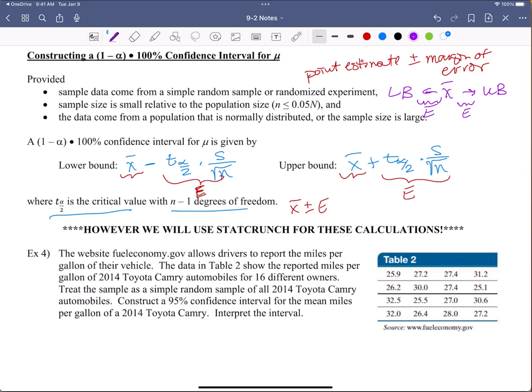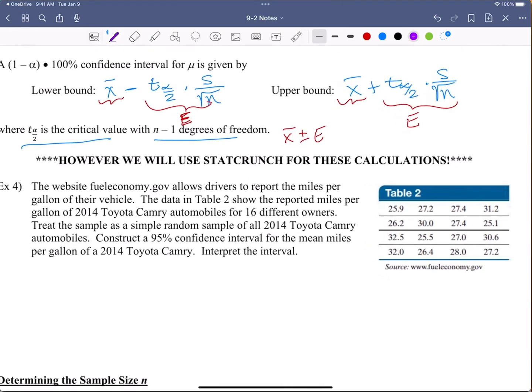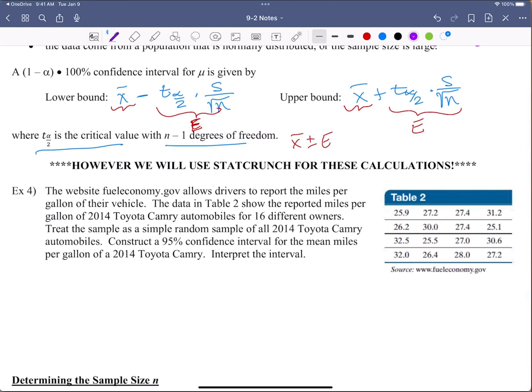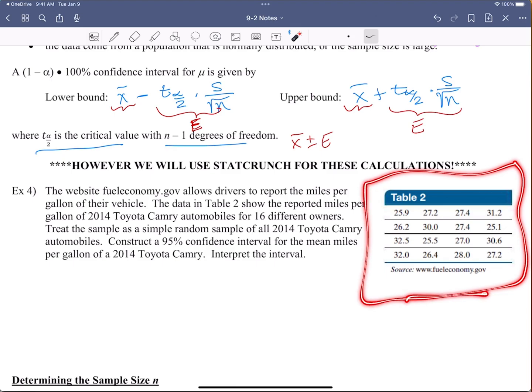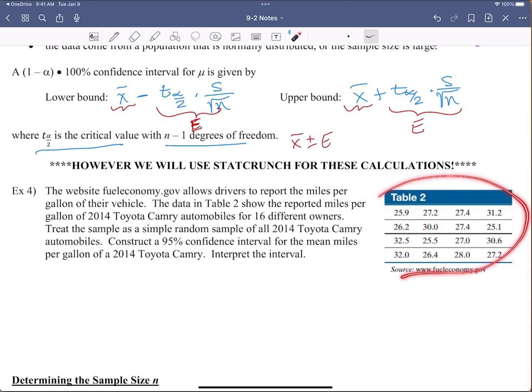All right. So we have two options. I'm going to scoot this up a little bit. We have two options, just like we did with our other one in StatCrunch. You can either have it with data or with summary. This one we're going to do with actual data. So if you open up StatCrunch, you can put this data in. This is the exact same 2014 Toyota Camry data. All right, but now we are charged with constructing a 95% confidence interval for the mean miles per gallon of this Toyota Camry, and then we're going to interpret what that means.